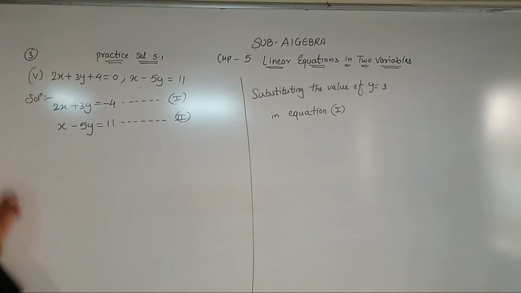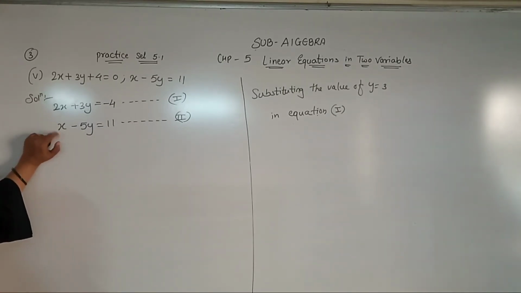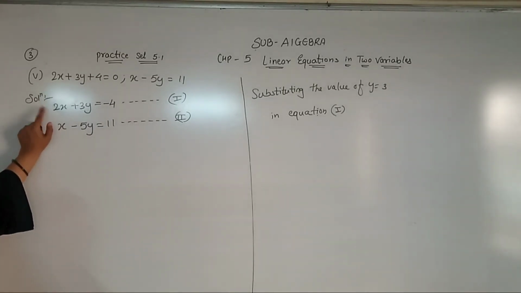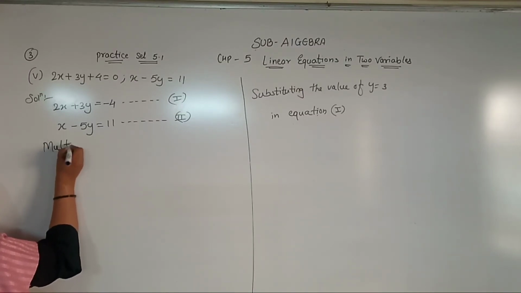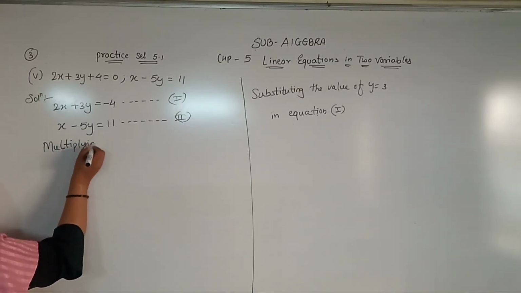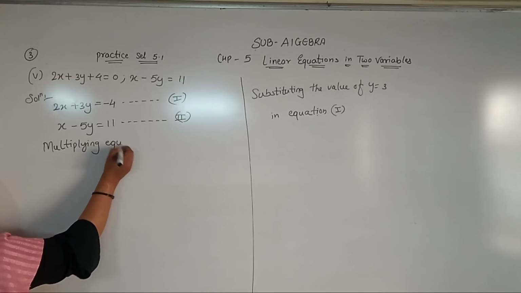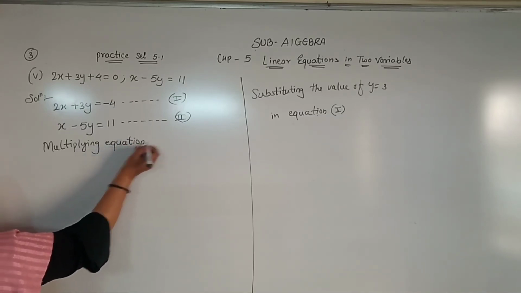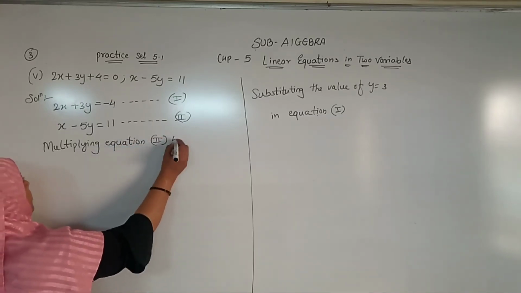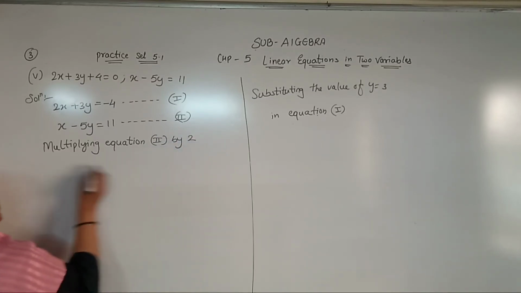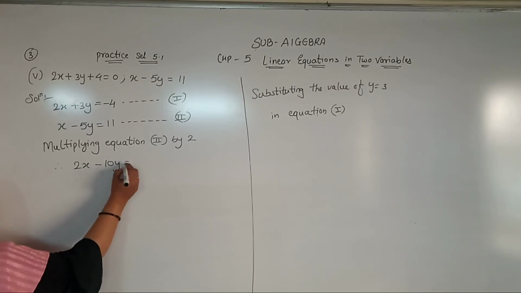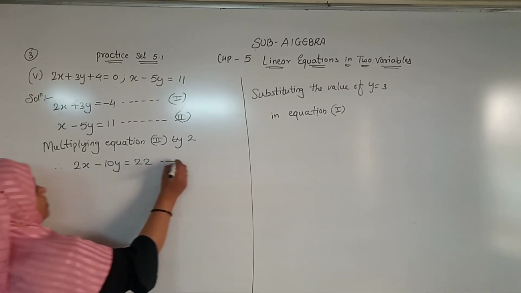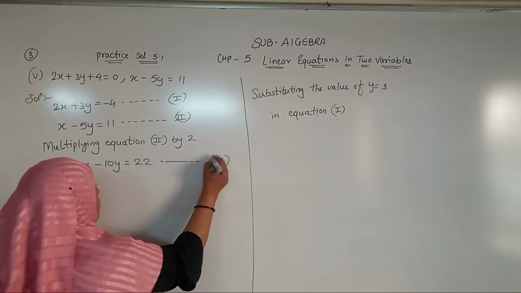Okay, now student, see, I have 1x here and my x is empty, so I should multiply with the 2. So I will get 2x, I will get the term equal. So I am multiplying equation number 2 by 2. So what happened? 2x, 5 2s are 10y, 2 11s are 22. So I got this equation, that is third.